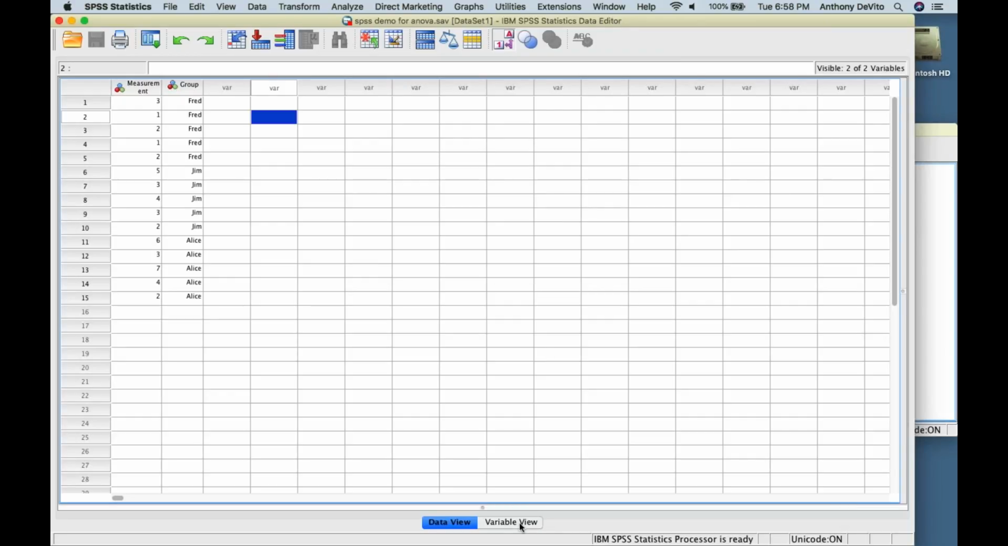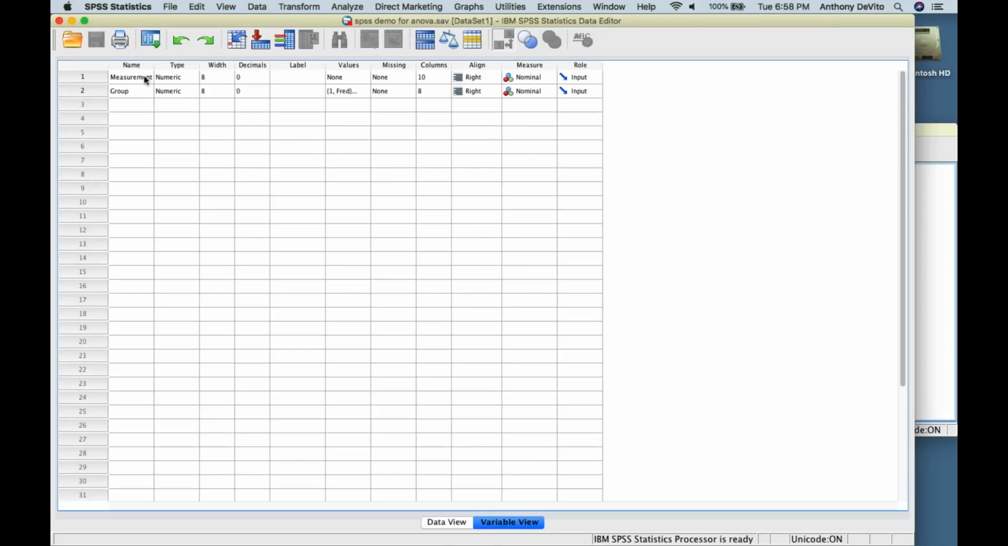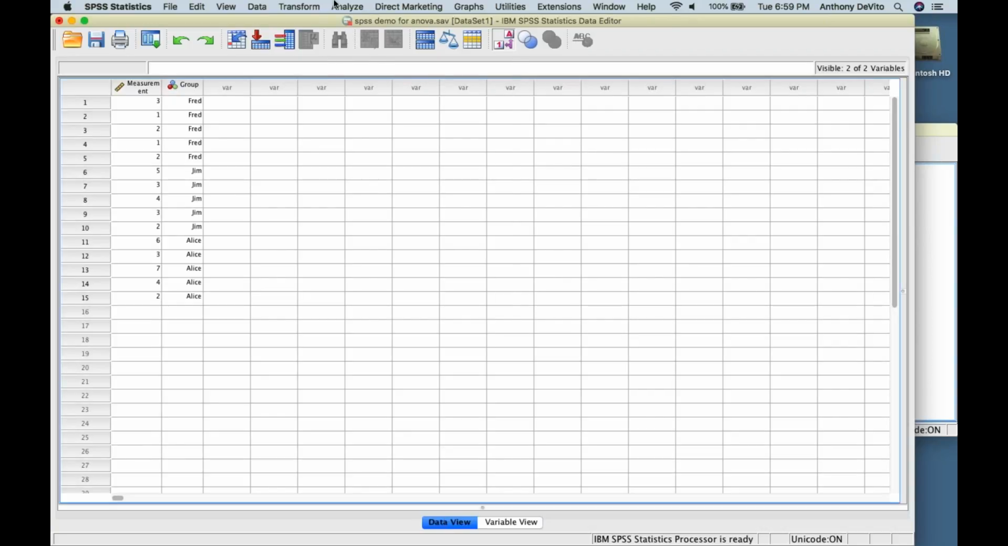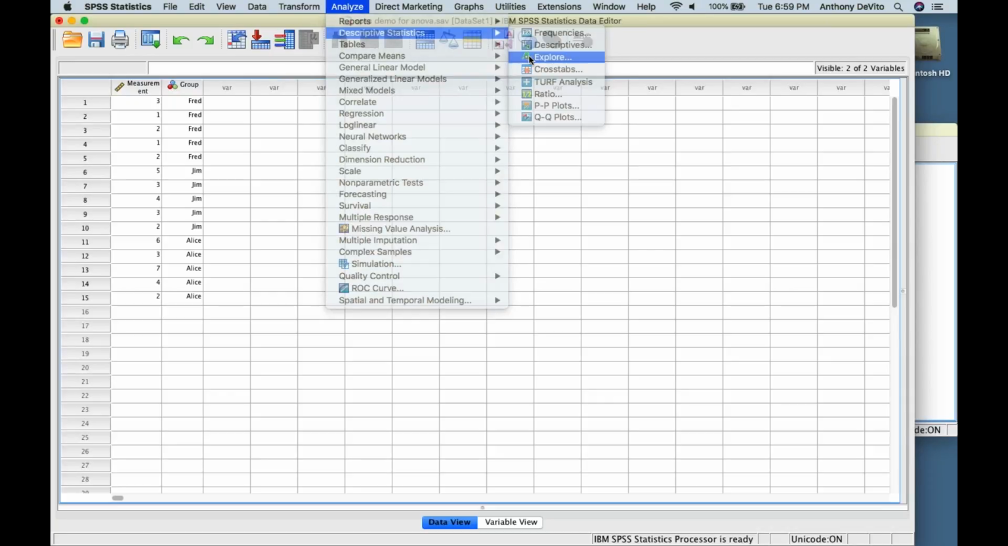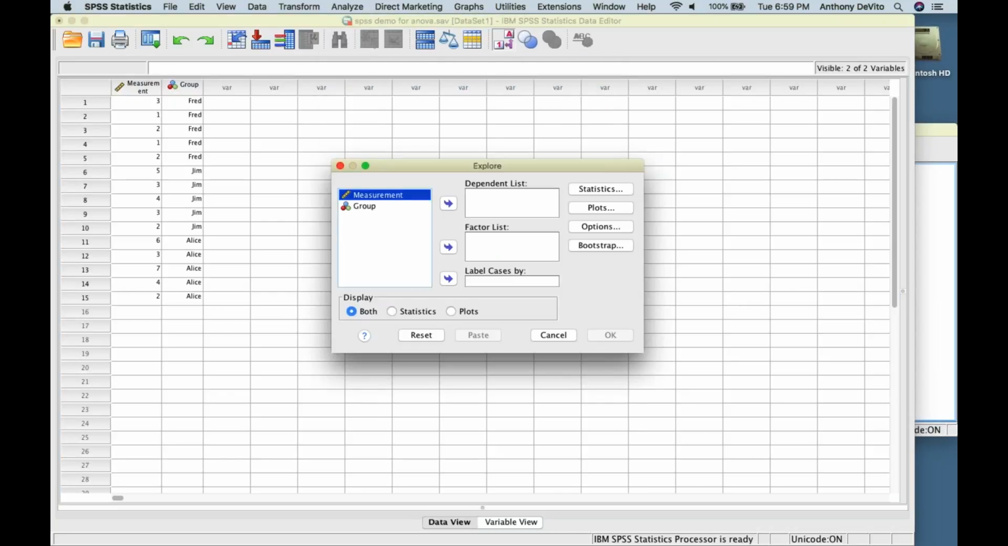I'm going to go into the variable view, go to measurement, which is the variable name, and change that from nominal to scale. So now it knows that those are numbers and not just something that represents another categorical variable. I'm going to go back to data view and try this again. Analyze, descriptive statistics, explore. I only did that because there's a chance that SPSS may misinterpret the data. I want to make sure it understands that measurement, you notice there's a ruler there now, is a numerical variable. We're going to calculate means.